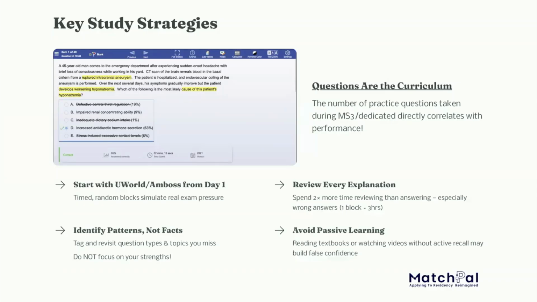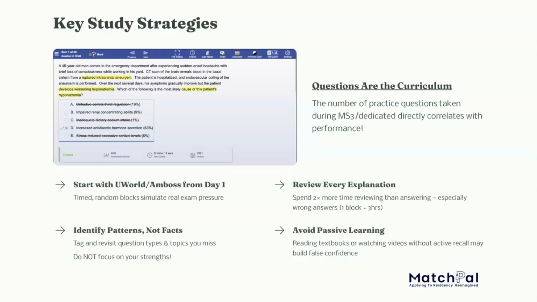The volume of questions is the single most important metric that the data shows actually correlates to a higher score. So there's no, oh, I'm going to do half of a Q bank or maybe one Q bank. If you're at this webinar and you're trying to score high, you need to be completing multiple Q banks, multiple NBMEs, multiple other resources.